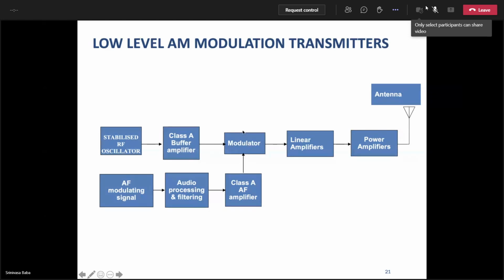Then explain about the modulator. It is an AM modulator. We have 2 types of AM modulators. One is a switching modulator, another one is a square law modulator, and you can choose either square law modulator or switching modulator for this purpose, AM modulator.